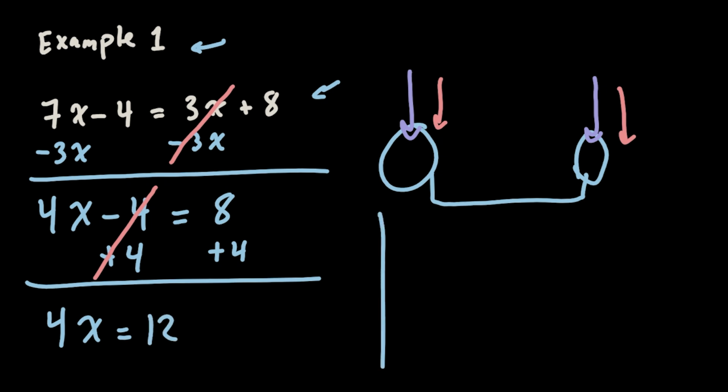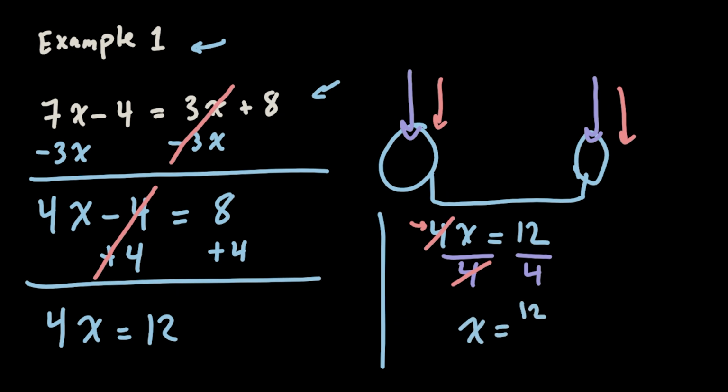Now, let me continue here. We have 4x equals 12. So now we can just divide both sides by 4. Why? Because we want to remove this 4 here. This 4 and this 4 will be cancelled. And the remaining part would be x equals 12 over 4. We all know that 12 over 4 is nothing but 3. And this is the final solution.